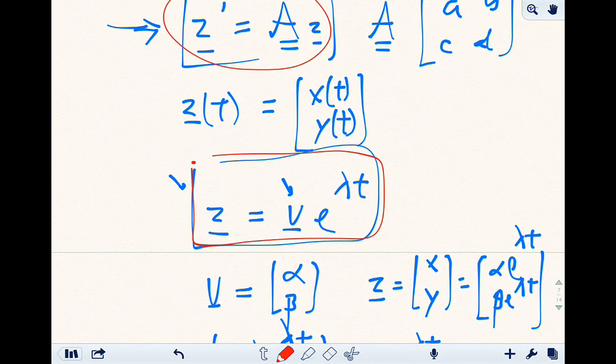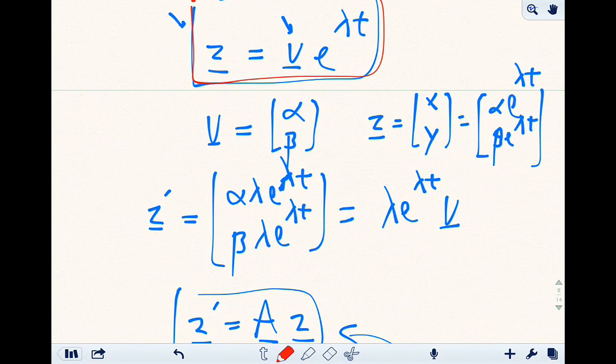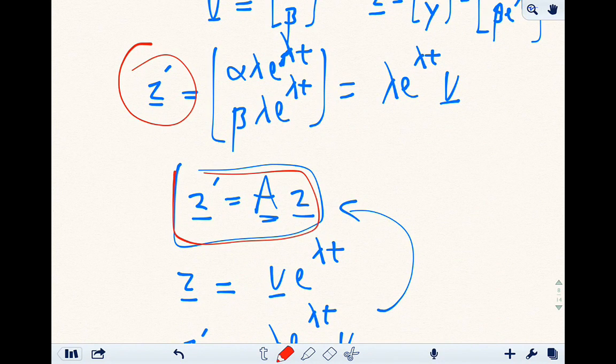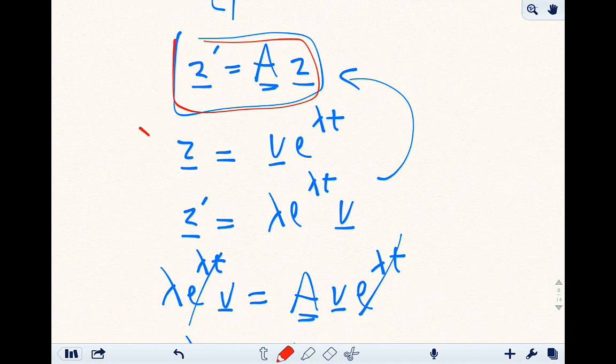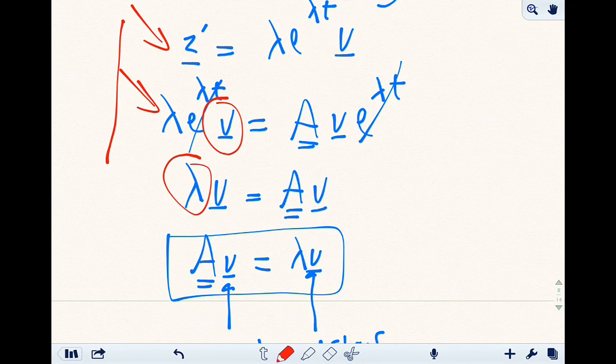Here we have v. We need a vector to make sure this is a two-dimensional solution, in this case with two equations. We determined the derivative of that, and then we checked it. Here's our original differential equation, here's our guess, and here's the derivative of our guess. We plug it into the differential equation. It satisfies it under the conditions that v, this vector we put in our guess solution, is an eigenvector, and lambda, the scalar we put in our guess solution, is the associated eigenvalue.